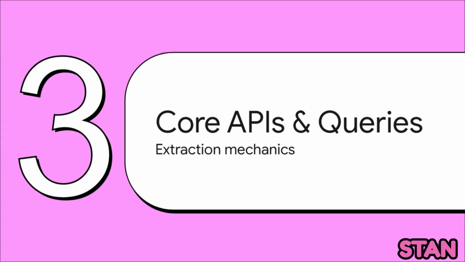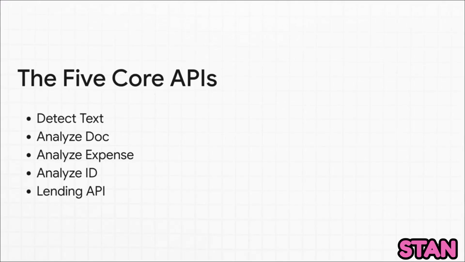All right, Section 3, Core APIs and Custom Queries, the Mechanics of Extraction. Under the hood, Textract is powered by these 5 core APIs. They range from basic text detection all the way to purpose-built document analysis. So if you just need standard OCR, maybe reading a quote from a book or some messy handwritten post-it notes, you're going to use the Detect Document Text API. But if you've got structured documents, like forms and tables, you step up to the Analyze Document API.